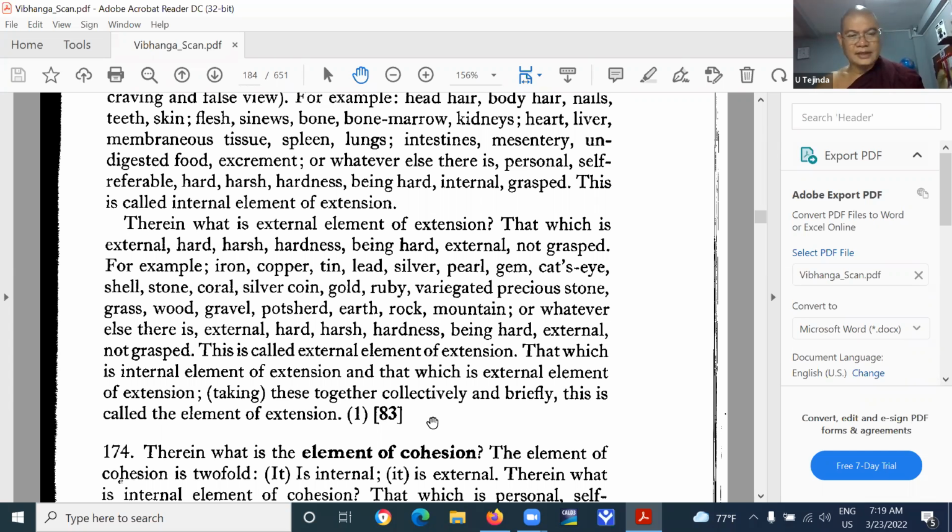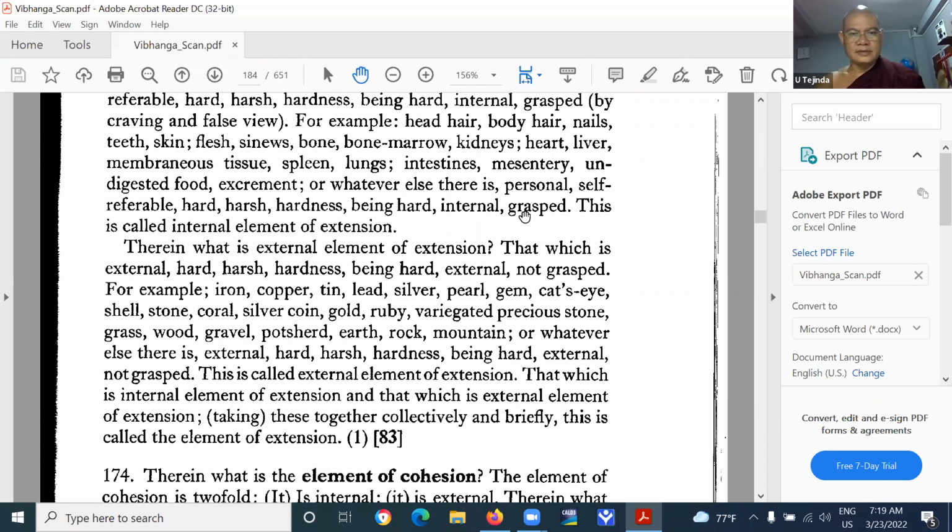Take this together, collectively, and briefly, make it brief, briefing things. This is Pathavi Dhatu. So according to the Sutta method or dhātuvibhaṅga, Pathavi Dhatu is classified into two: internal Pathavi Dhatu and external Pathavi Dhatu.